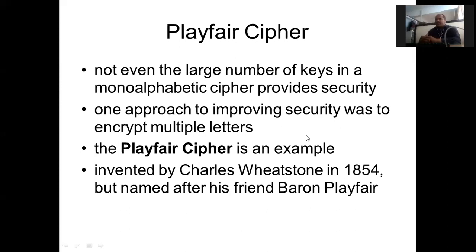1854. The friend Playfair. So these two friends implemented the Playfair cipher in 1854. You can imagine that now we are in 2022.